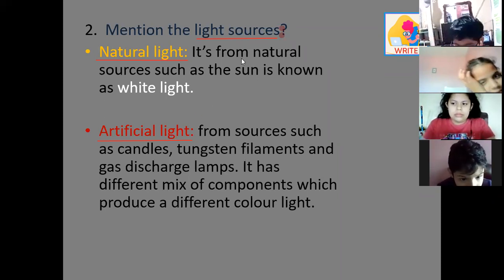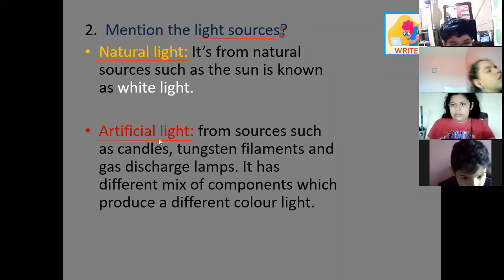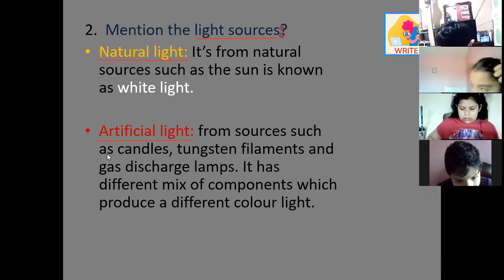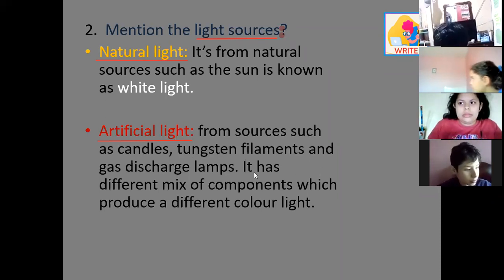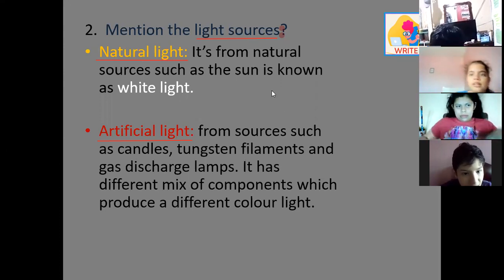Natural light comes from the sun and is white. Artificial light comes from sources such as candles, tungsten filaments, and gas discharge lamps. It has a different mix of components which produce a different colored light. Like natural gas, for example. The flame is blue because of the components present in that fuel.